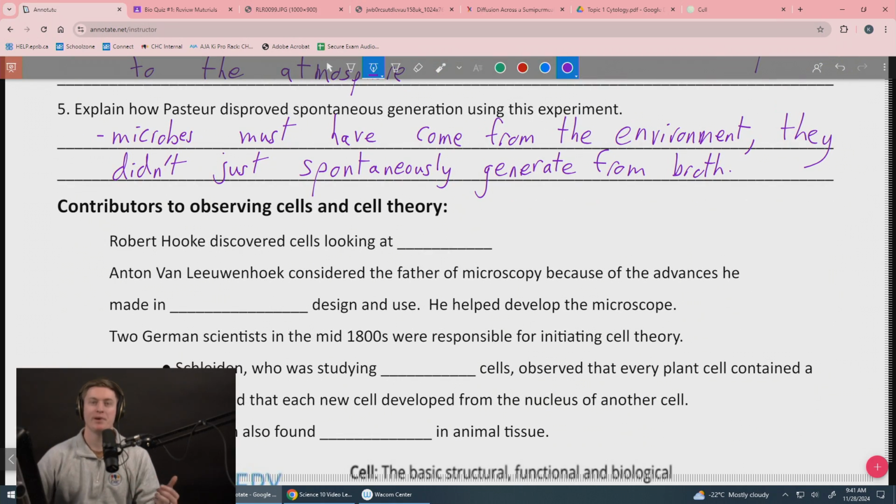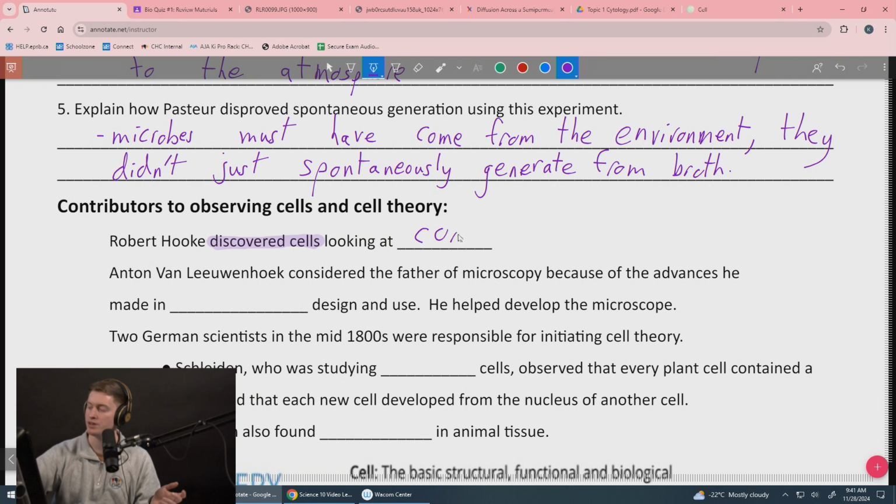Okay, that's the end of Pasteur's experiment. Now we have a bunch of different scientists that you should know the name of. Robert Hooke. Robert Hooke was the person who is credited with coining the term cells. So when we say discovered cells, he's the one who called these little divisions of living things cells.